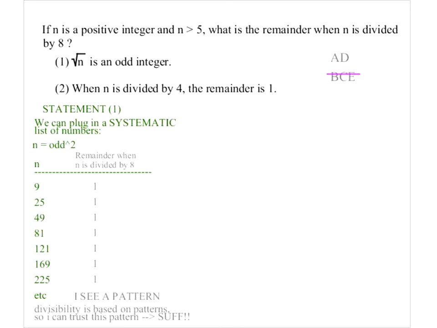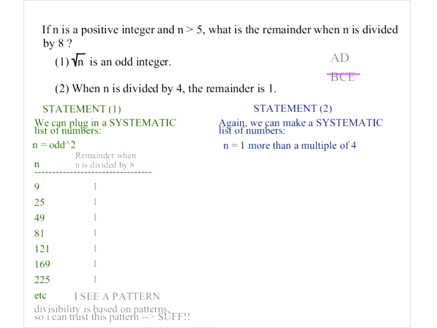Okay, statement 2. Again, this is a very systematic list that we can make. Just all the numbers that give you that remainder. So, again, we can make a systematic list of numbers, because n is 1 more than a multiple of 4. That's how you get this to happen. You take a multiple of 4 and you add 1 to it. And if you don't figure that out, you can just figure it out by pure trial and error.